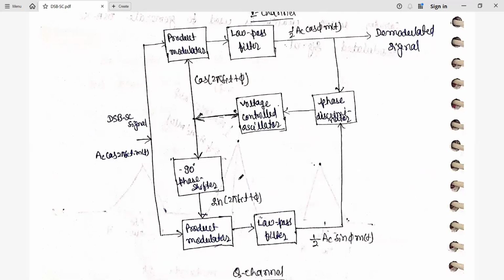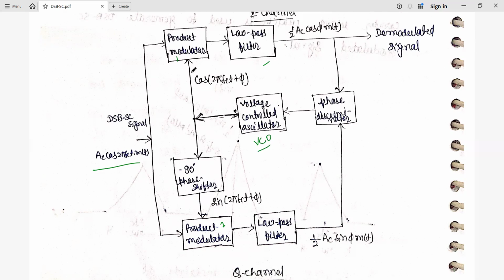Here, if you see, two product modulators are used. That's why we are saying we have two coherent detectors: product modulator 1, another product modulator 2, followed by the low pass filters, and one local oscillator. So it has a combination of coherent detector 1 and coherent detector 2. This is the transmitted modulated wave, A_c cos 2πf_ct into m(t), and we have a voltage controlled oscillator, called the VCO.